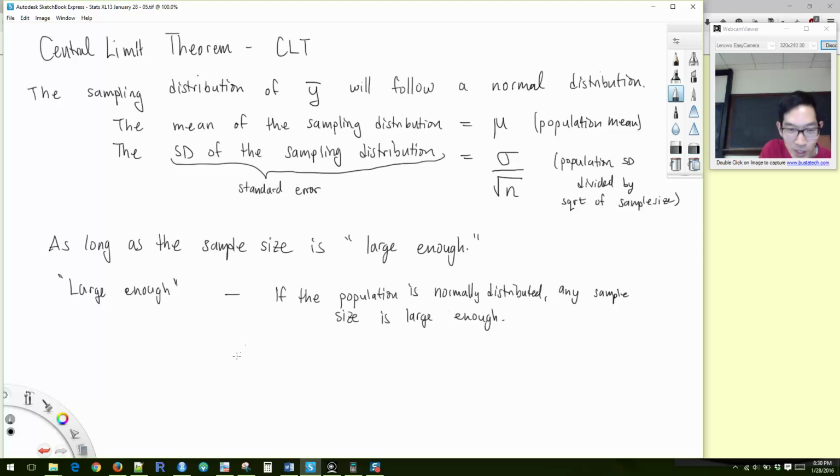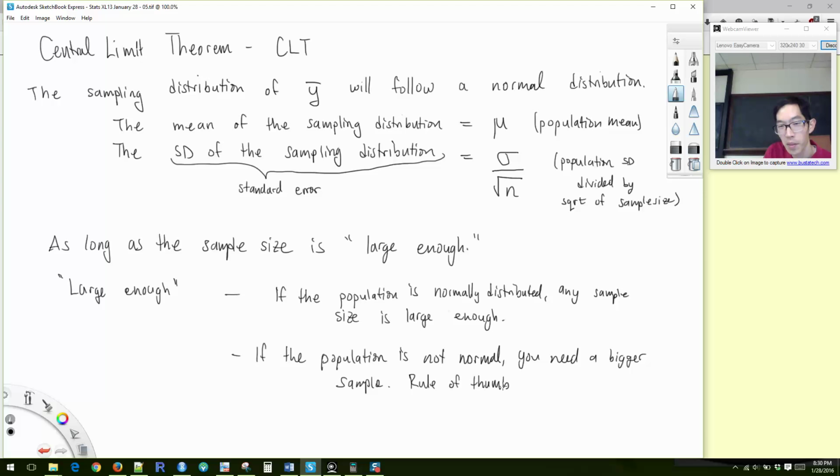So if the population is not normal, you need a bigger sample. And the rule of thumb is that n greater than or equal to 25 is big enough for most situations.